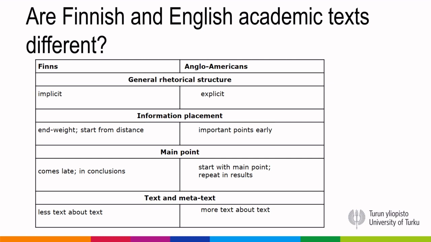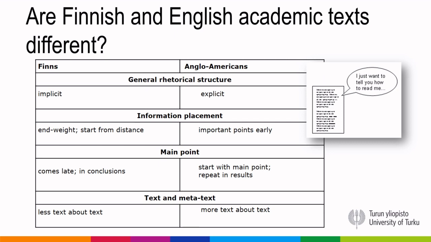If we're looking at information placement and the main point, Finnish texts are going to go from very broad, from a distance, and then narrow in on the conclusion by the end. Whereas in English, you will notice that these texts will often tell you their most important points and even their result or conclusion from the very beginning. So English academic texts can start to seem like they're really repeating themselves. Like it told me something and then it just kept telling me about it, and finally it told me about it one more time in the conclusion. That's very typical of English academic texts.